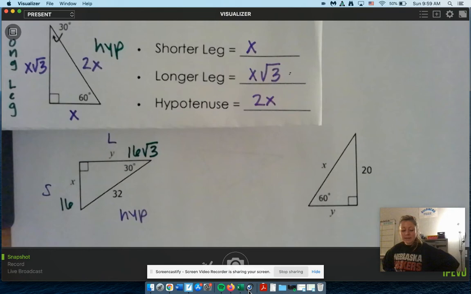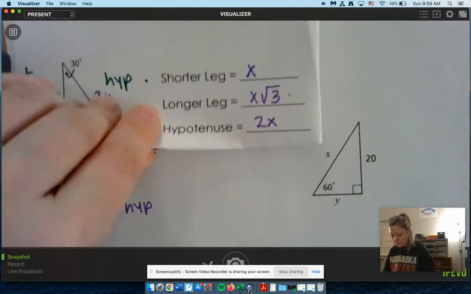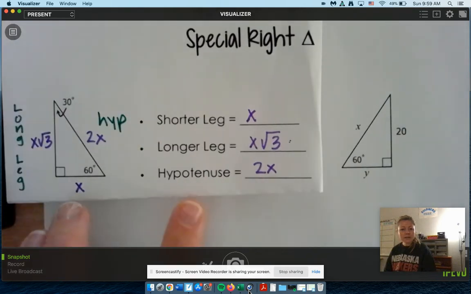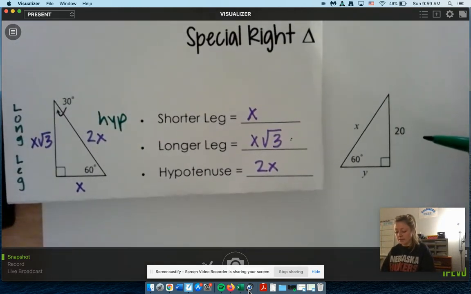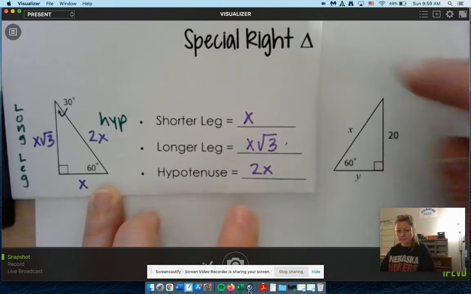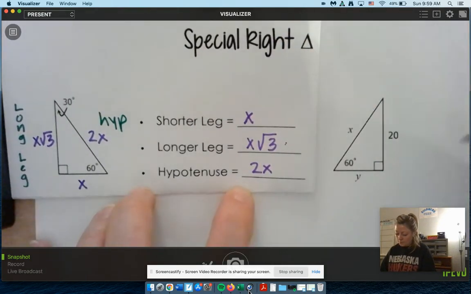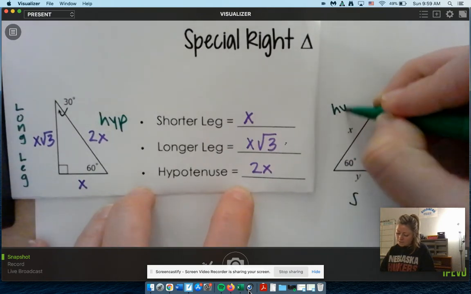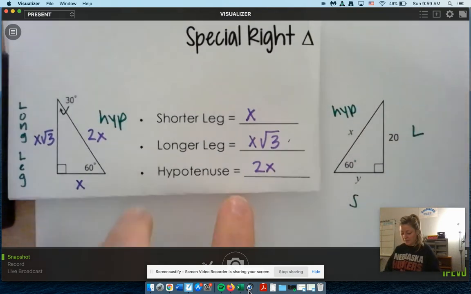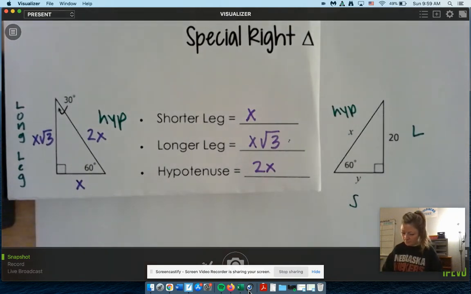Okay. Let's now try, we'll see how this goes. This one here, okay? So label our sides. Again, that's always our first step. So if we label, Y would be our short leg, X is our hypotenuse, 20 is our long. Oof, we haven't done one like this. That's okay. We'll figure it out, as we always do.